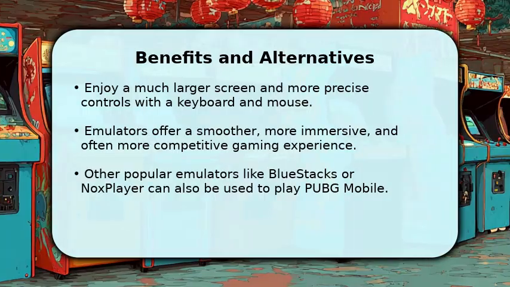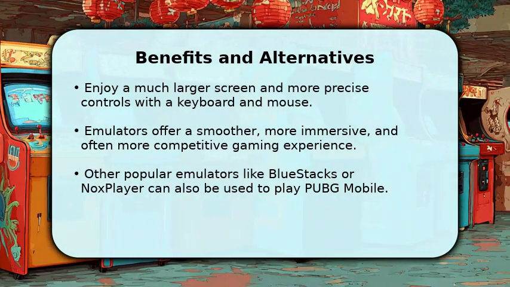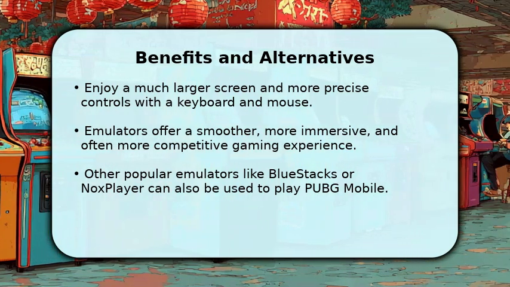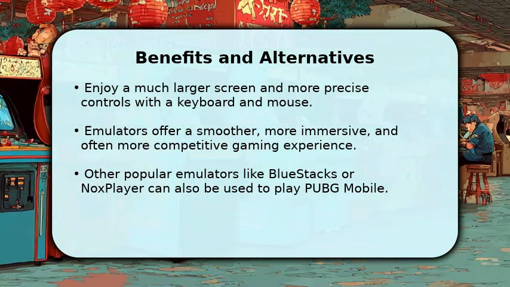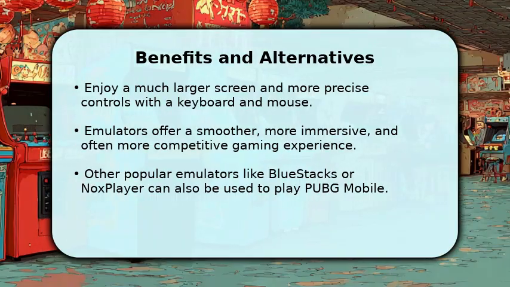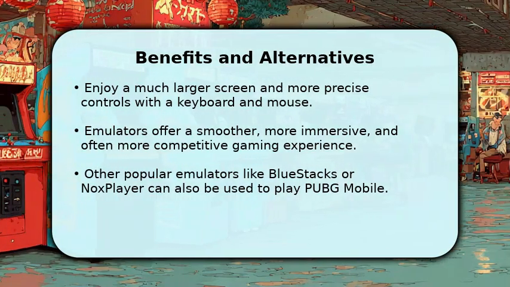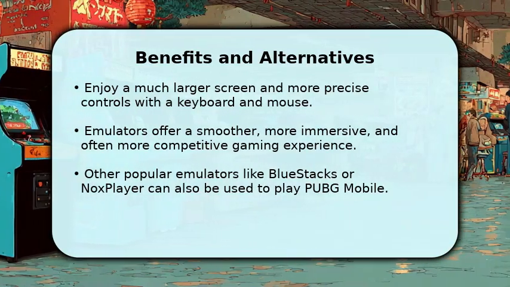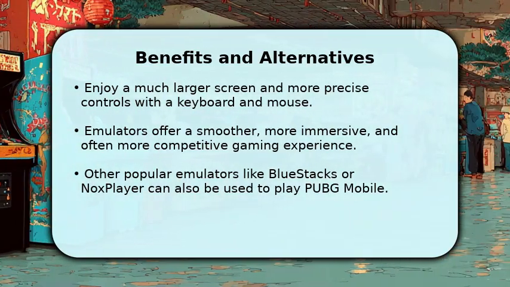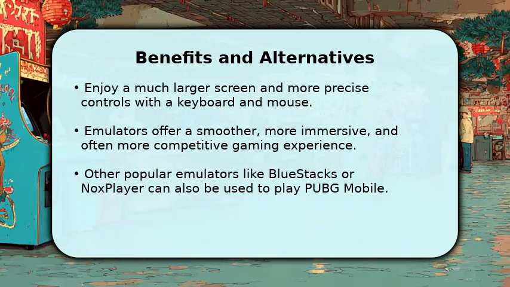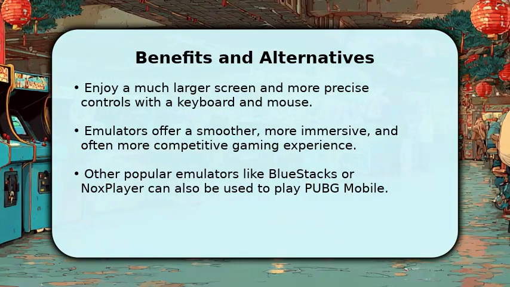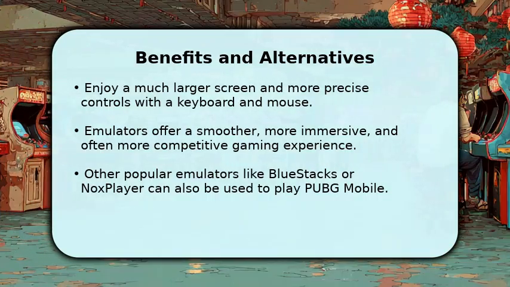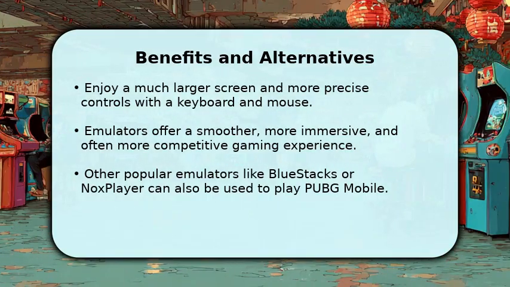Playing PUBG Mobile on your PC offers several advantages, including a much larger display and the precision of keyboard and mouse controls, which can significantly enhance your aiming and movement. This setup provides a more immersive and competitive gaming experience. While Game Loop is recommended, other emulators like BlueStacks or Nox Player are also viable options. Always download any software from its official source to ensure your system's security and avoid potential issues.